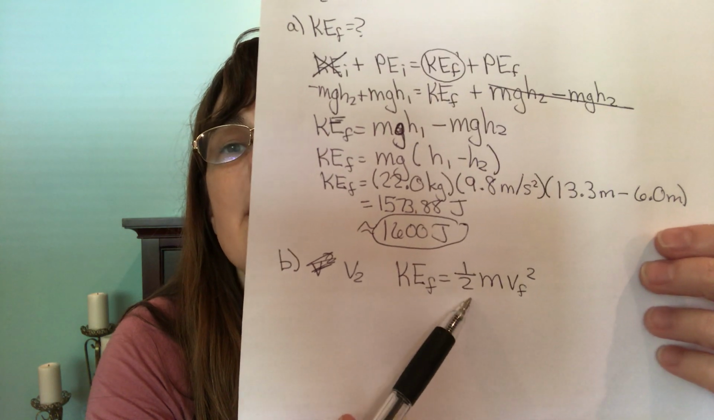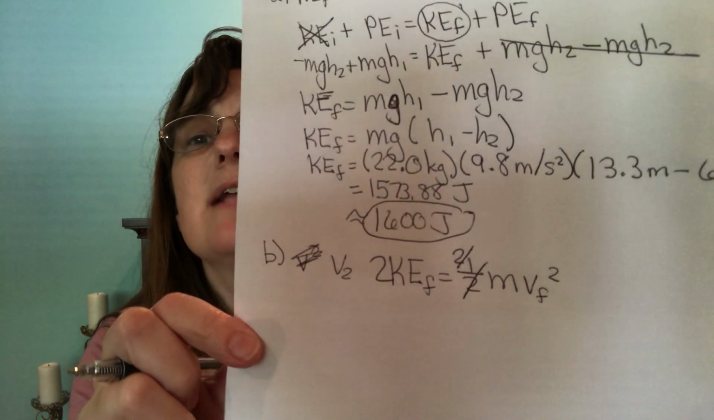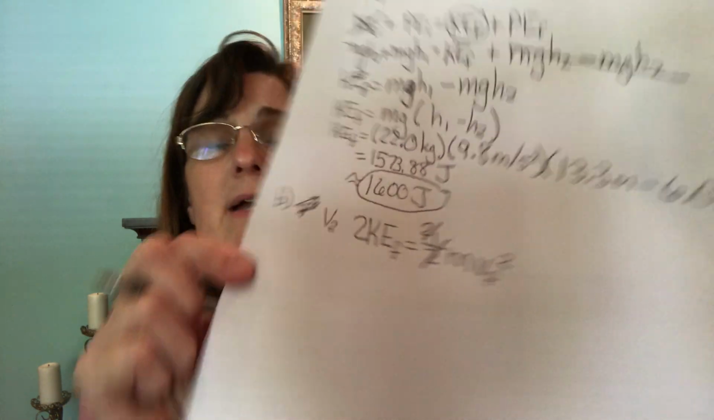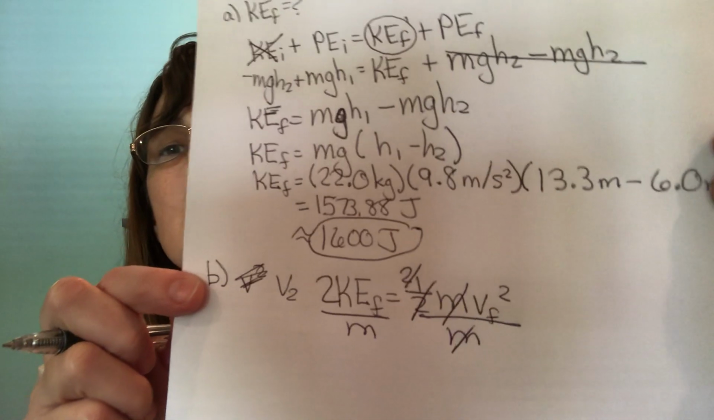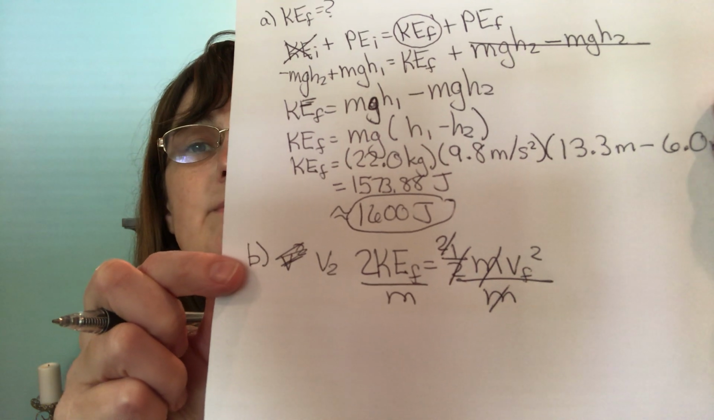So this 1/2 we can get rid of by multiplying both sides by 2. So we're going to go ahead and do 2 on both sides like that. And then let's get rid of the m by dividing. So it'll look like that. Again, feel free to pause your video at any time. And then I'm going to clean it up to be VF squared is equal to 2KEF over M.